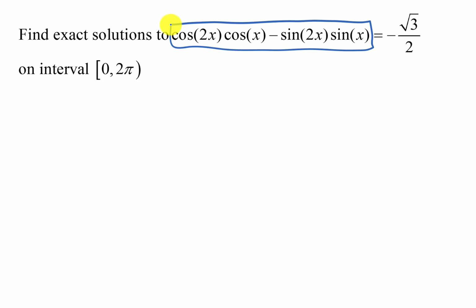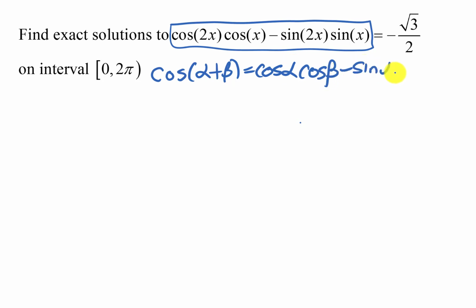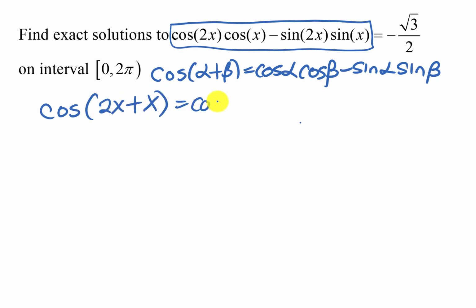sum formula for cosine. So we know we have this identity: cosine of alpha plus beta equals cosine of the first angle, cosine of the second angle, minus sine of the first angle, sine of the second angle. And I have this right-hand side if alpha was 2x and beta was x. So I'm going to take it from the right-hand side and express it as just a cosine, and that's going to be of 2x plus x. So that is cosine of 3x equals negative square root 3 over 2.